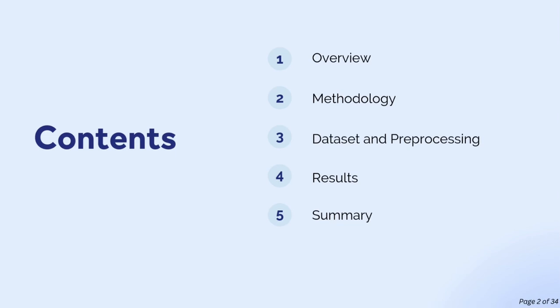To guide you through the journey, I have structured the presentation into five key sections. One is overview, where I'll introduce the motivation and the significance of the study. Second is methodology, a detailing of our approach. And the third is dataset and pre-processing, a look at the data we used and the preparation steps. And the fourth is result, showcasing the performance and outcomes of our approach. And the fifth is summary. Let's begin with overview to set the context for this study.